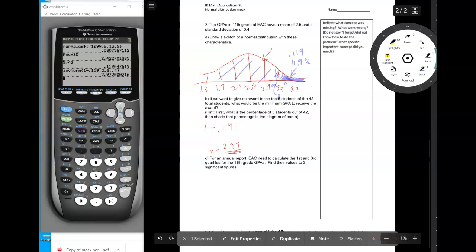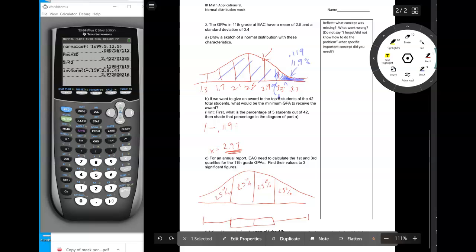Let's go to the next part, part C. For an annual report, EAC needs to calculate the first and the third quartiles for the 11th grade GPAs. Find their values to 3 significant figures. So I'm going to redraw the distribution, and I'm just going to draw it to reflect quartiles. So for example, if I want it in quartiles, instead of 68, 95, 99, what I really want is 25%, 25%, 25%, 25%. And that kind of corresponds to our old friend, the box and whiskers plot, right?